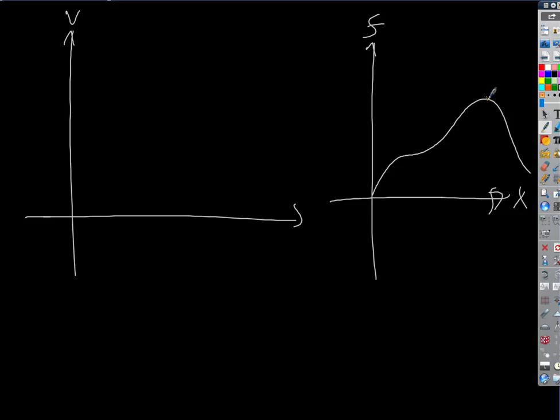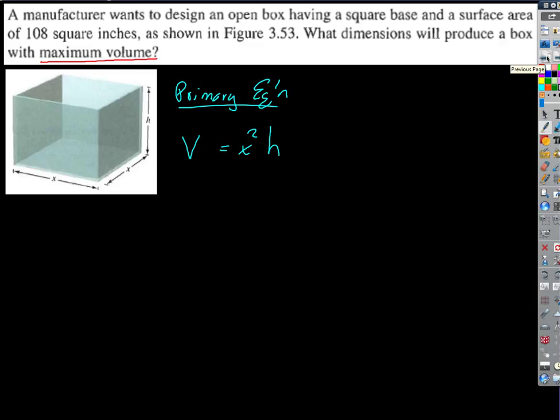Could also occur potentially at an endpoint, right? Because really what we're trying to do here is find, based on whatever the domain of this function is going to be, based on the description, where the volume is the biggest. Okay, so it could be at an endpoint or it could be at a relative maximum, right? So we've got to go find those places.